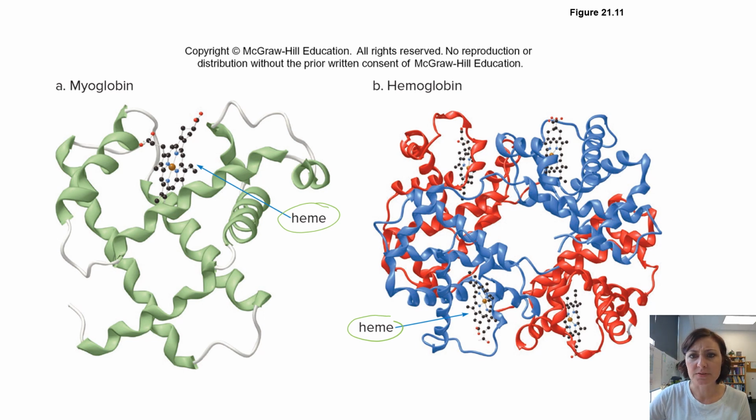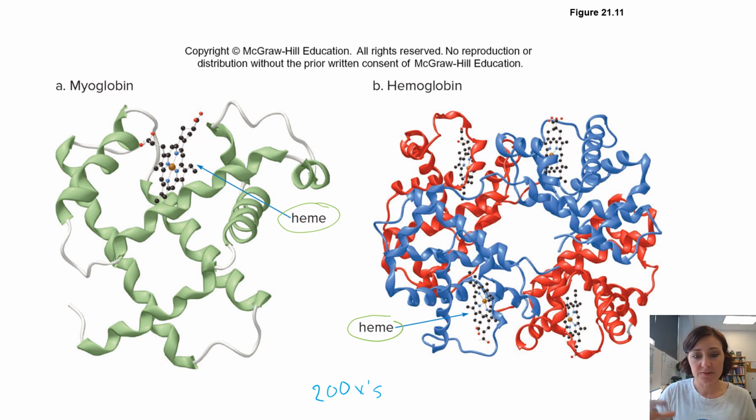Something else to note, looking at these two structures, is what happens when carbon monoxide is present inside the body. As we know, carbon monoxide will kill people, but it's due to the interaction of the carbon monoxide with the heme molecule. So what happens is, typically your hemoglobin and your myoglobin are going to bind oxygen and carry that around the body or store it for the body. When carbon monoxide is present, it is 200 times stronger in binding to the heme.